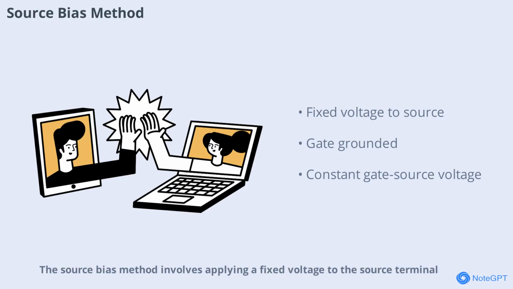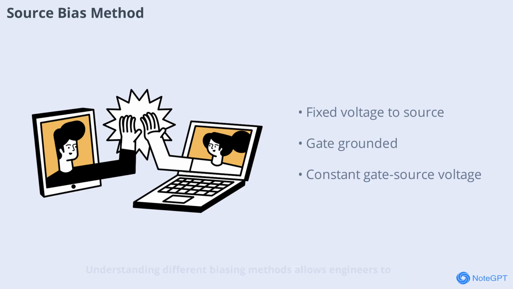Source bias method involves applying a fixed voltage to the source terminal, while the gate is grounded. This creates a constant gate-source voltage, ensuring the JFET operates in the desired region. Source bias is less common than self-bias or voltage divider bias, but can be useful in specific applications where a fixed bias is needed. Understanding different biasing methods allows engineers to choose the best approach for their circuit design.